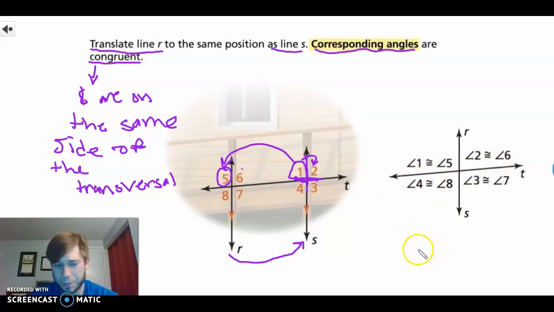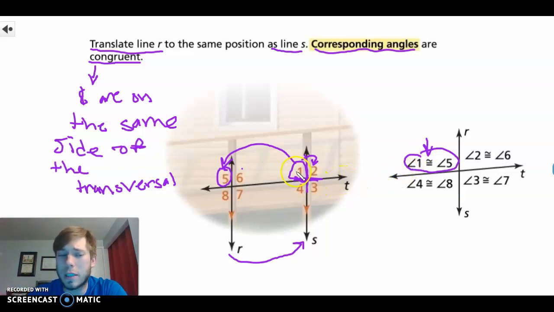When you do that, you're technically stacking these angles on top of each other, meaning angle 5 would be stacked on top of, or correspond with, angle 1. This is where the word corresponding comes from. You can see that angle 1 and angle 5 are now the same angle. So we can say that angle 1 is congruent to angle 5, and this is the symbol for congruency, an equal sign with a little squiggly line above it.